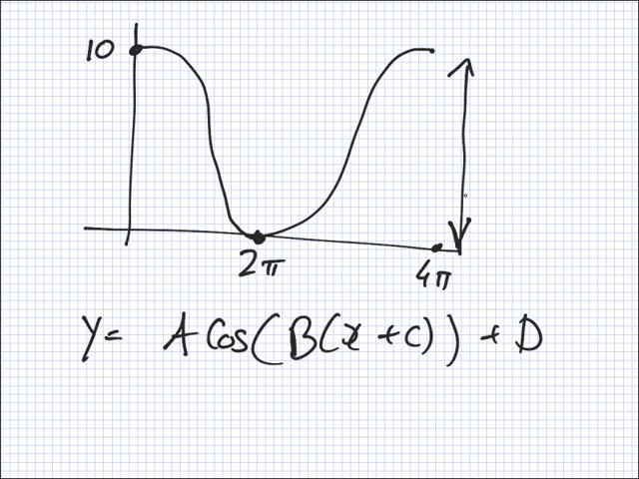A normal cos is 2 units big. So 5. And this one is 10. So we've already worked out the A. Yeah, 5. Okay. Now let's go to the B.